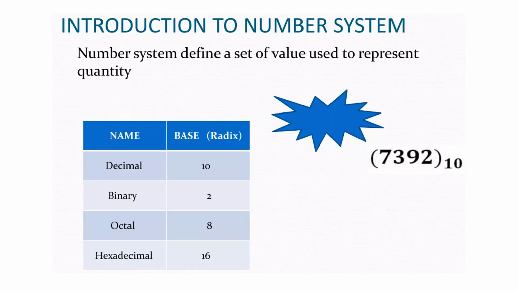So the next is the binary number system. It has the base of 2, which can be called the radix of the binary number system. Next comes the octal number system. It has the base of 8, and hexadecimal has the base of 16.